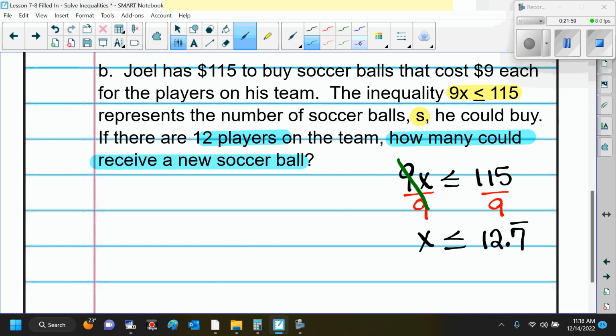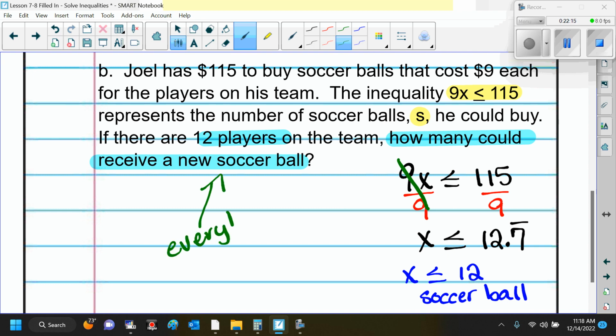So he can only buy 12 soccer balls. So x is less than or equal to 12 soccer balls. So everybody gets 1.